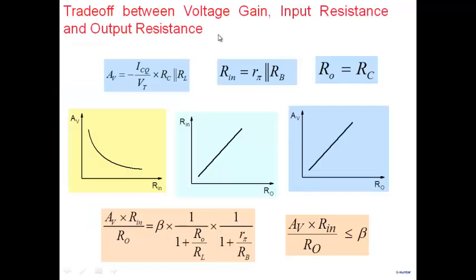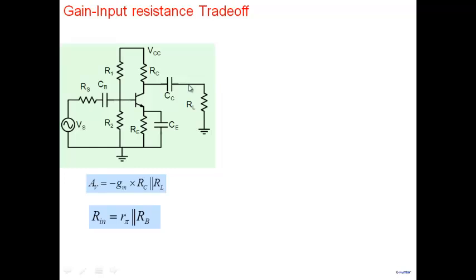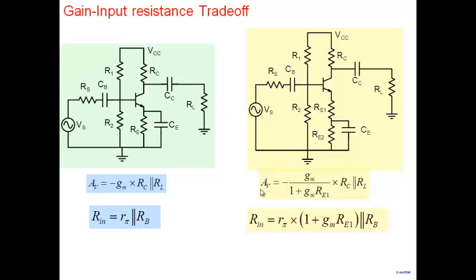Now, apart from the trade-off between, for example, gain and input resistance that you can carry out by varying the value of ICQ, there's another way of carrying out the trade-off between AV and Rn, which we had seen earlier. If you have this amplifier, you can leave a part of the emitter resistance unbypassed, and the gain gets reduced by a factor 1 plus GMRE1, and the input resistance gets multiplied by a factor 1 plus GMRE1, if RB is sufficiently large. So this is another way of carrying out the trade-off between the gain and the input resistance.